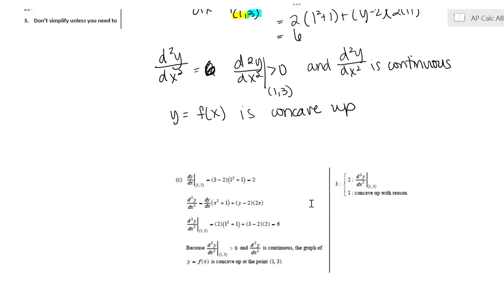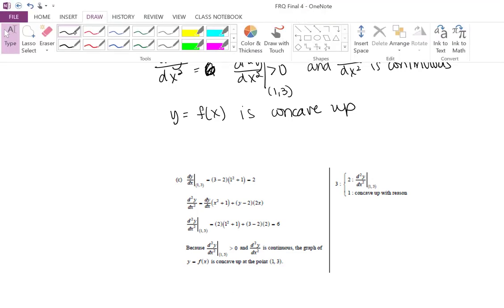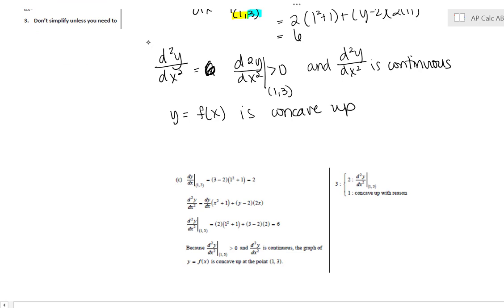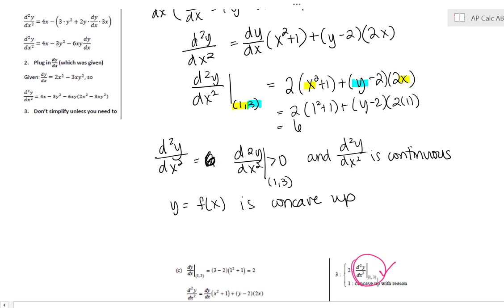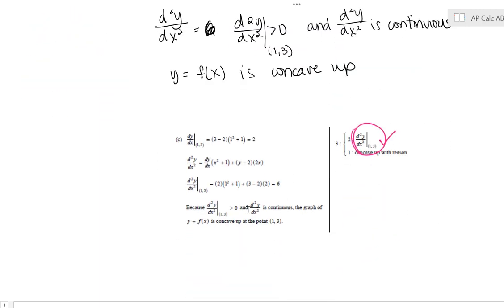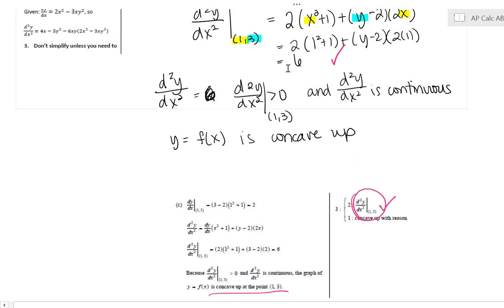Let's look at what they scored. So the score guide here says that we get 2 points for evaluating the second derivative at the point 1, 3. Now this notation is important because you're saying given the initial condition 1, 3, and I did that. We did that right here. So we are good to go. And then I give the correct concavity with the reason. So we said concave up at the point 1, 3 because my second derivative is greater than 0.